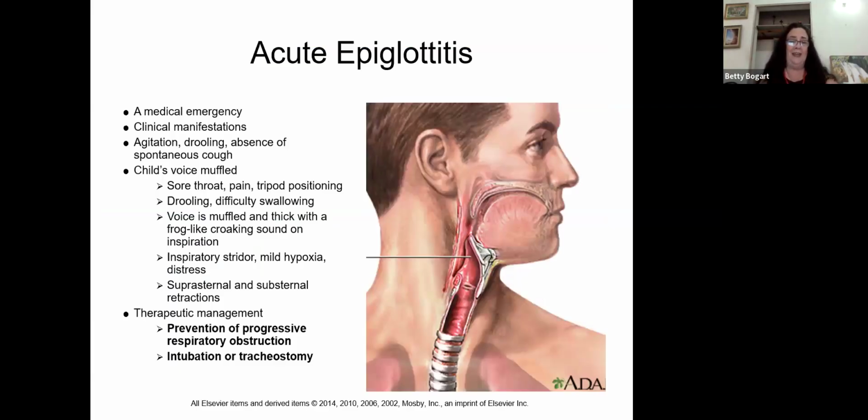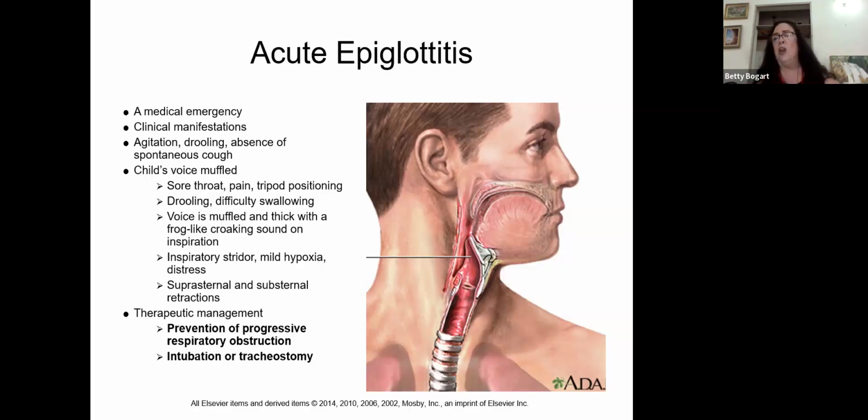Another thing that can happen if we don't treat croup is that it can turn into acute epiglottitis. So this is all upper airway again. So it's an inspiratory problem. The epiglottis is a leaf-like structure that covers the trachea when you swallow, so you don't aspirate any fluids into your lungs. Well, in acute epiglottitis, that epiglottis is covering the trachea and no air can get into the lungs.